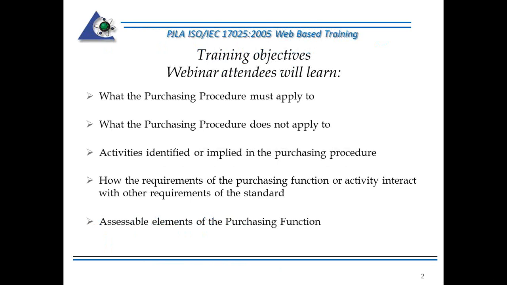Those who are attending the webinar today will discover what the purchasing procedure in section 4.6 applies to. They'll also find what it doesn't apply to. They'll see what activities are identified or implied in the purchasing procedure and how the requirements of the purchasing function or activity interact with other requirements of the 17025 standard. The last thing we'll talk about are accessible elements of the purchasing function.